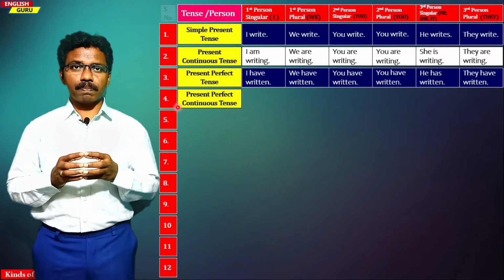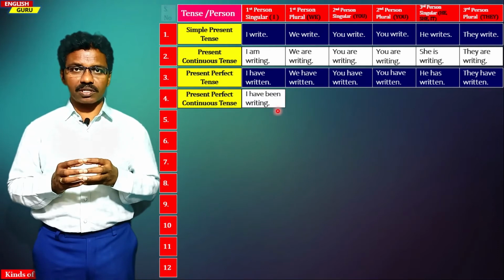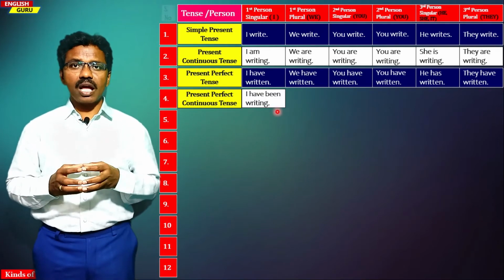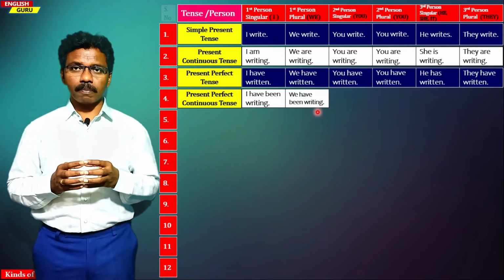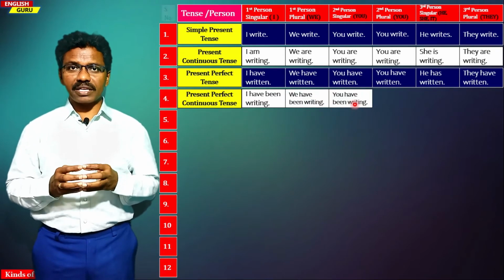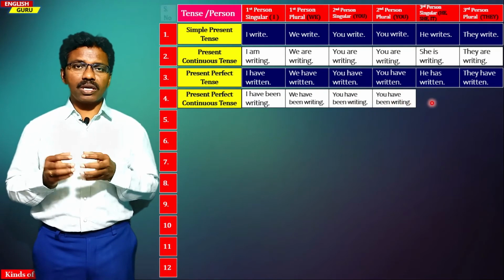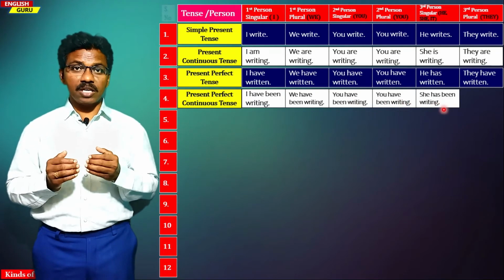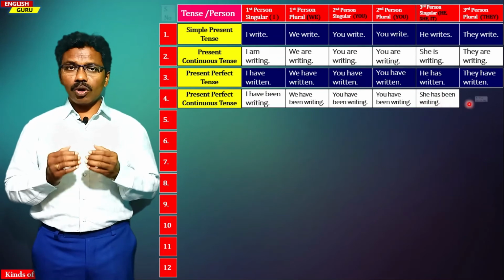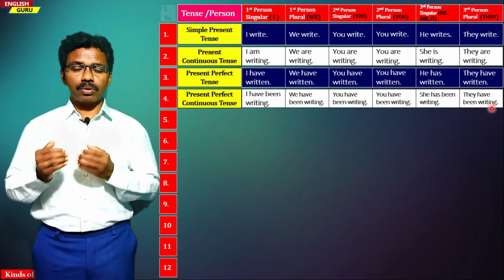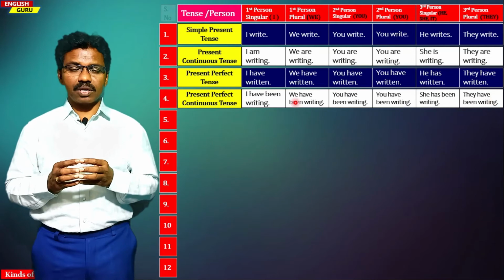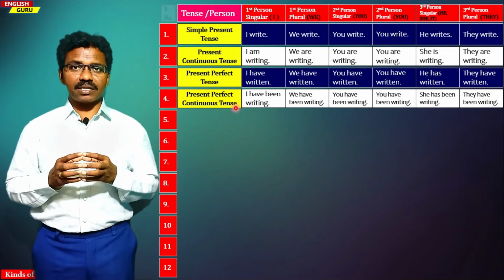Fourth tense is present perfect continuous tense. First person singular I have been writing, plural we have been writing, second person singular you have been writing, plural you have been writing, third person singular he or she has been writing, plural they have been writing. And this is all about present tense.